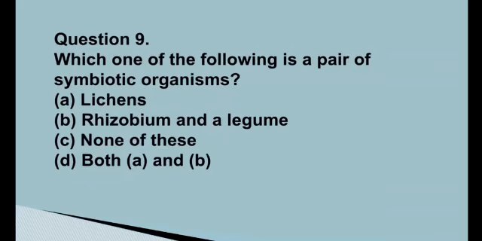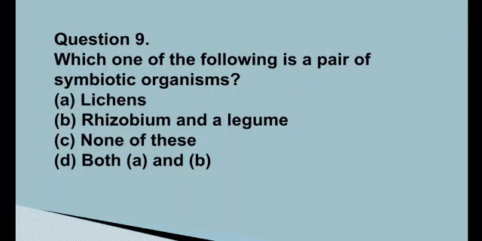Now we have question number 9. Which one of the following is a pair of symbiotic organisms? As we know, the symbiotic relationship is a mutual understanding of the two organisms. One depends on the other. One fulfills the requirement of the shelter and another is fulfilling the requirement of the food. So that's why it is called the symbiotic relationship.